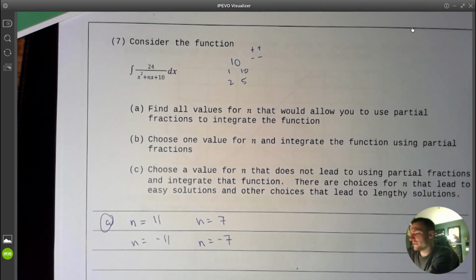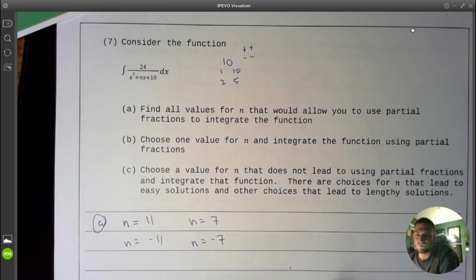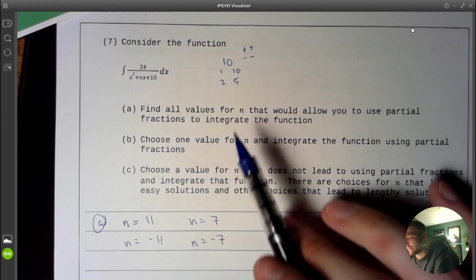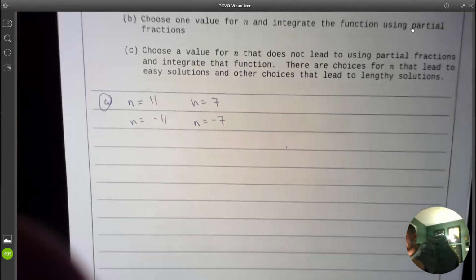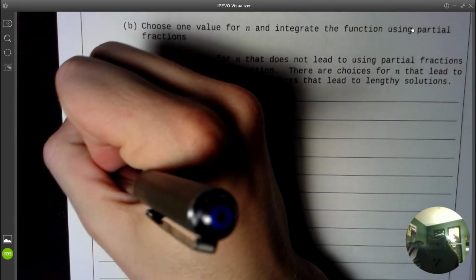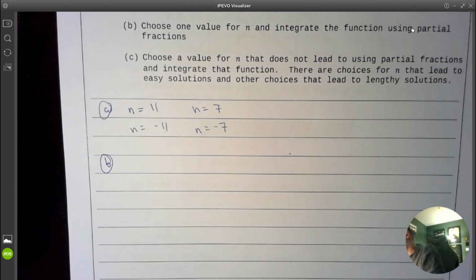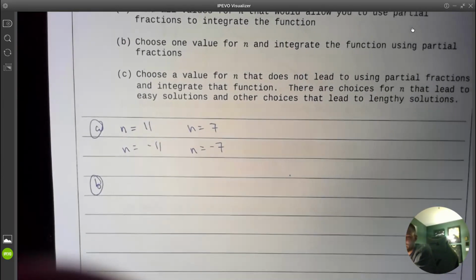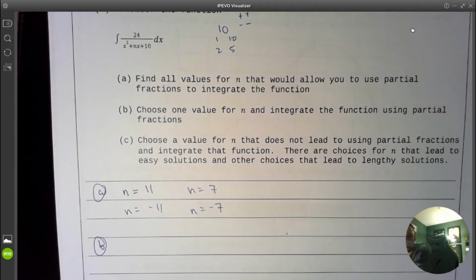I can't do a plus and a minus because it says plus 10, so I can't do anything like a plus 3 with a positive 5 and a negative 2, because it has to be negative 10. So that's it. Easy. B. Choose one value for n and integrate using partial fractions. Which one do we want to do? Which one are you guys most likely to choose? Probably not one of the negative ones. 11 or 7.